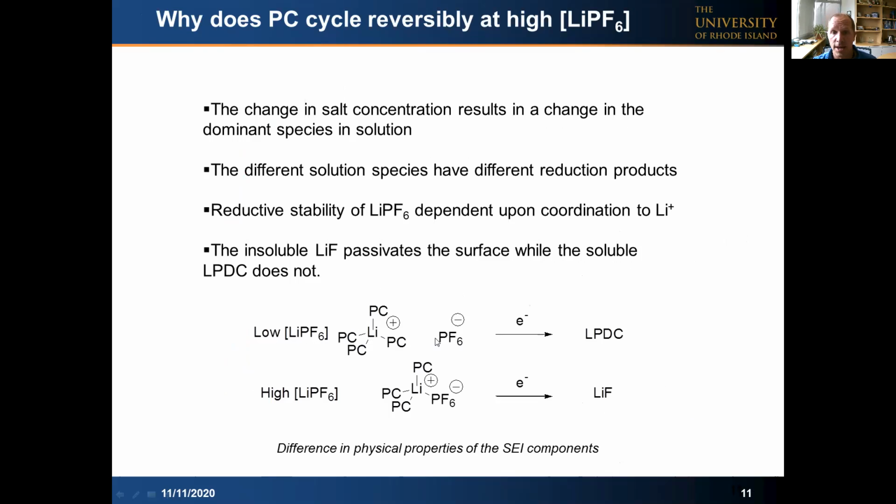when we have low concentrations of LiPF6, we have the solvent-separated ion pair, and under these conditions, the predominant reduction species is lithium propylene dicarbonate. The lithium propylene dicarbonate is still relatively soluble in the electrolyte, and so isn't deposited on the surface and doesn't generate a passivation layer. Alternatively, at high LiPF6 concentration, we have the primary species in solution being this lithium PF6 contact ion pair. And under these conditions, the predominant species being generated by the reduction process is lithium fluoride, which is insoluble in the electrolyte and passivates the surface.